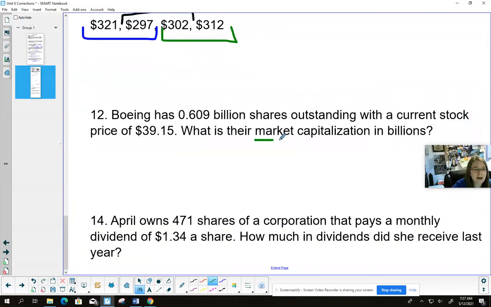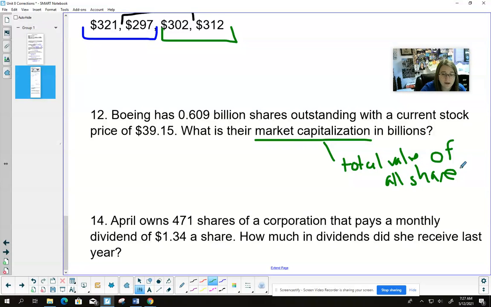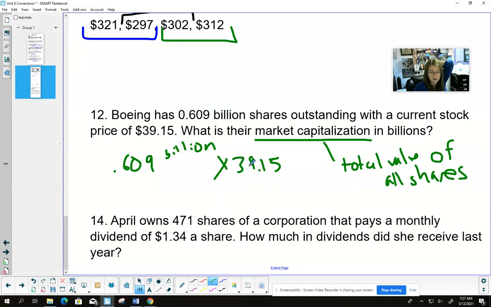Okay, number 12, market capitalization. So this was not a formula. It was vocabulary. You had to know market capitalization meant total value of all shares. If I wanted to buy all of the shares for this company, Boeing, how much would it cost me? Just this definition by itself should be enough to know what to do, because the total value of something is all of the things that I have, 0.609 billion. Again, your numbers are different, times how much it costs for each, right? So all you had to do is multiply those 2 numbers.